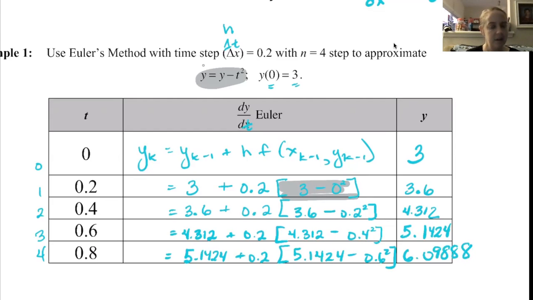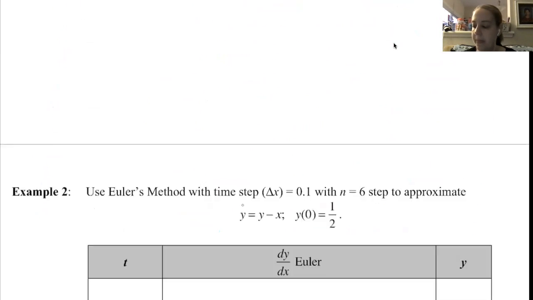Euler's method. A lot of, and I hate this expression, but a lot of plug and chug. Substitute values, find new ones. All right, let's try one more example this morning.